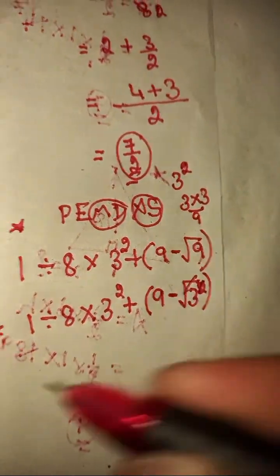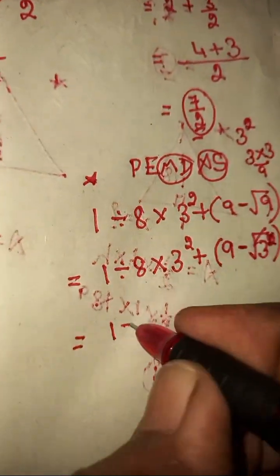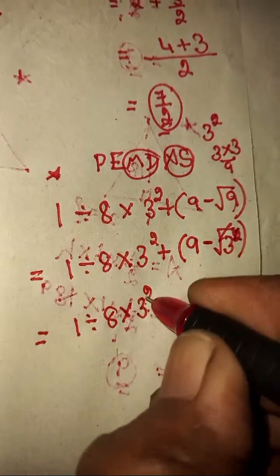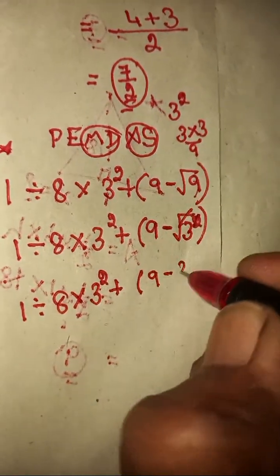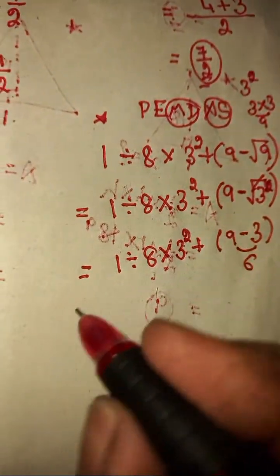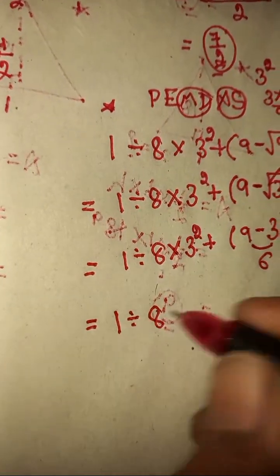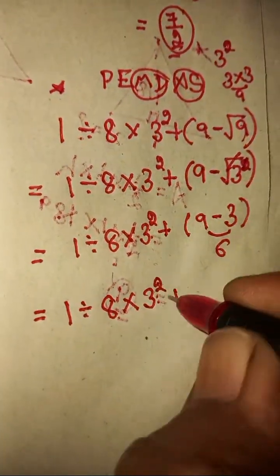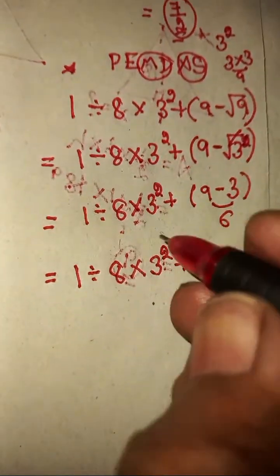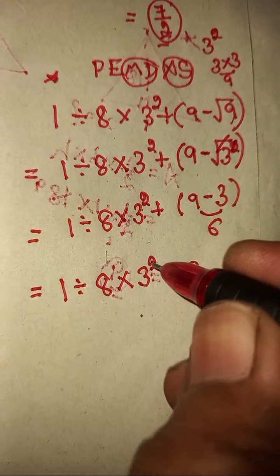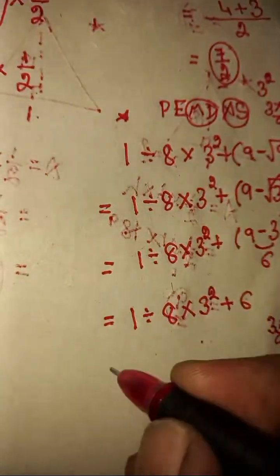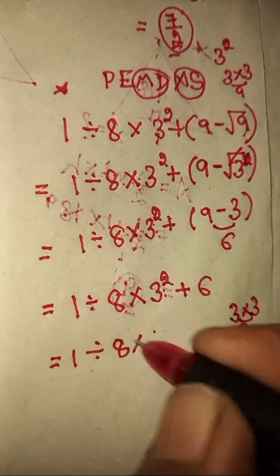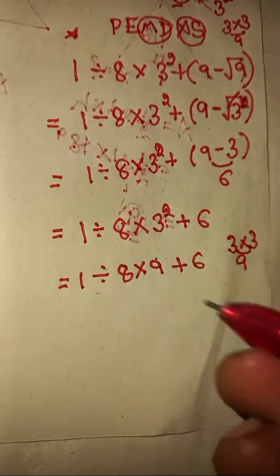And here square and square root get cancelled out. That is 1 divided by 8 times 3 square plus, this one, 9 minus 3. 9 minus 3 is 6. So you get 1 divided by 8 times 3 square plus 6. Now there are exponents, dividing, multiplying, adding. Exponents are next most important. 3 square means 3 times 3 becomes 9. It is 1 divided by 8 times 9 plus 6.